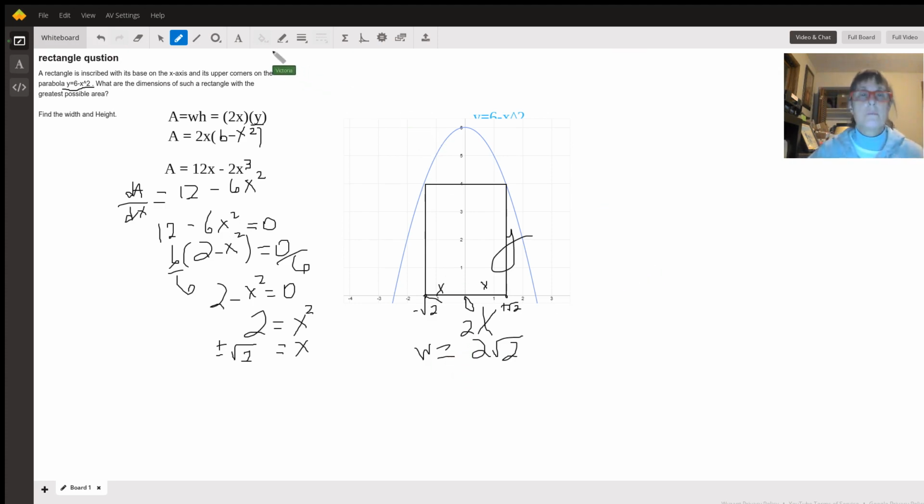Width, height. And that's how you do it with calculus.